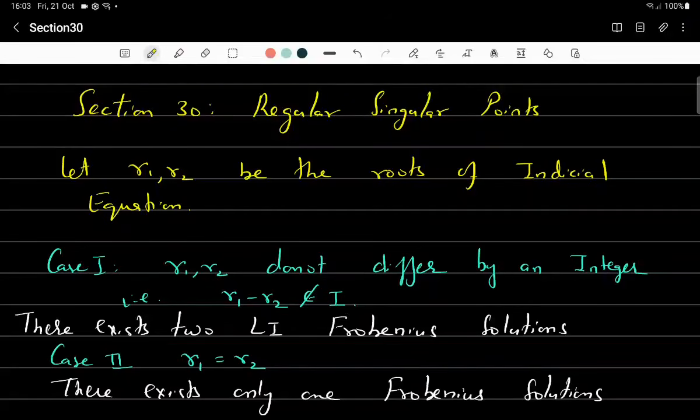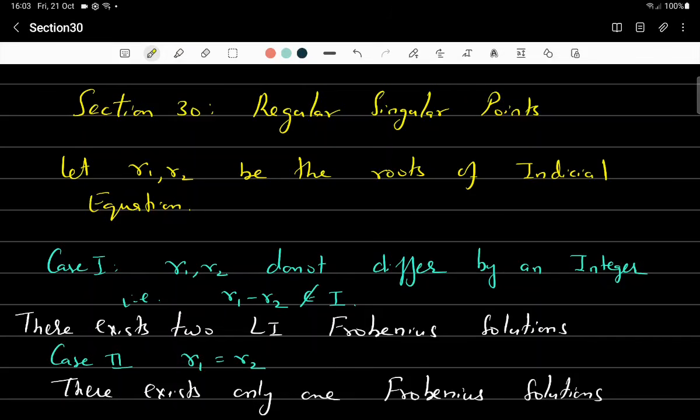Good morning everyone. Recall that in the last class we were discussing regular singular points, and we know that if x naught is a regular singular point, then the solution would be of the form summation a n x raised to the power n plus r, where we need to find the value of r by finding the indicial equation, and its roots give us the values of r. We have discussed two cases in the last class.